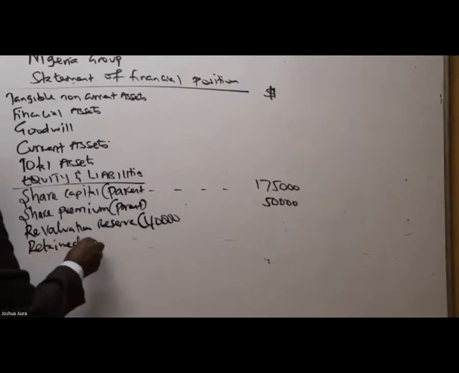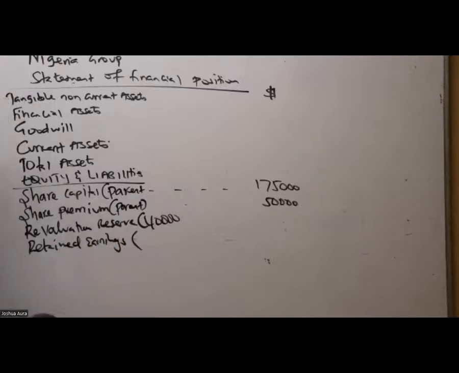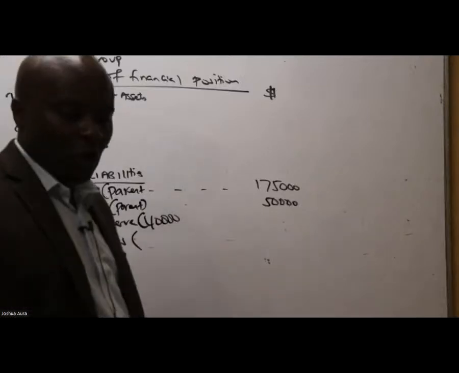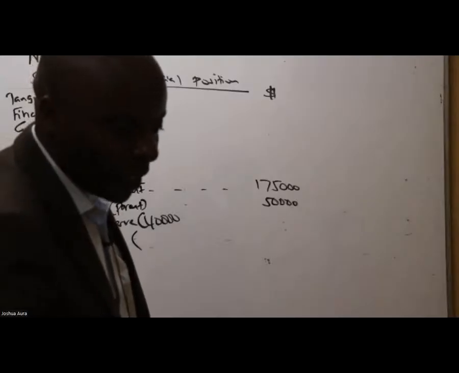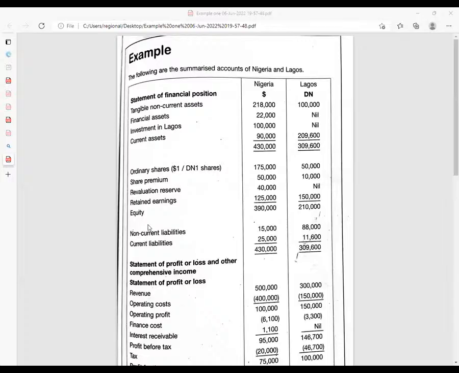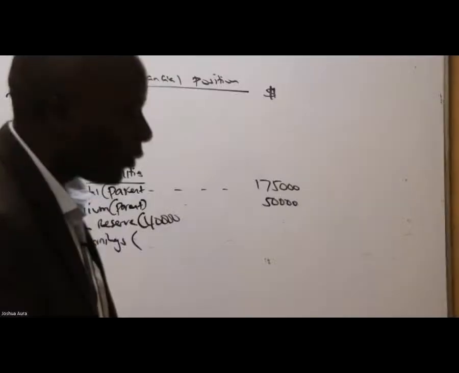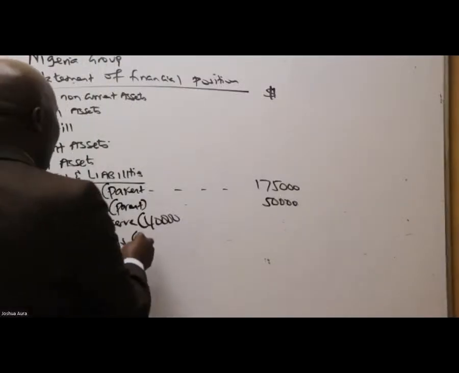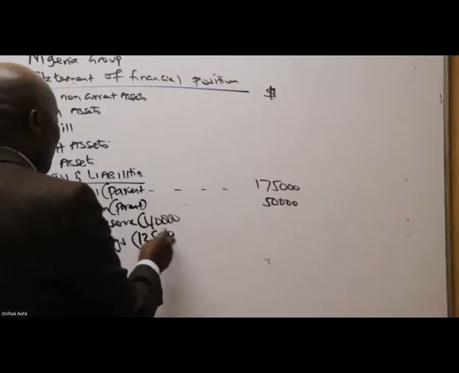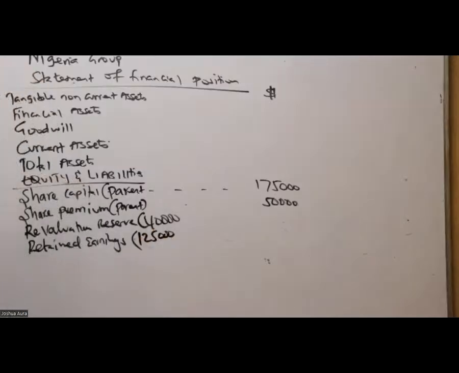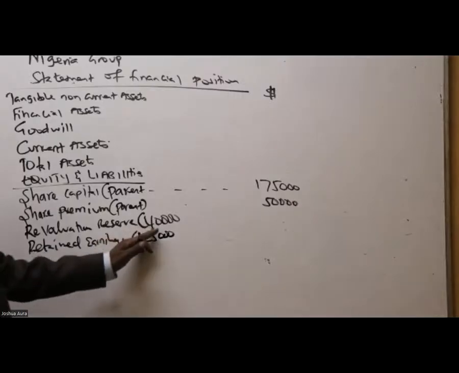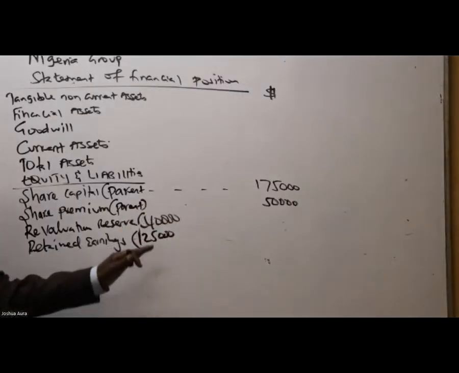Just like retained earnings may need some adjustments, you pick the one of the parent only, with room for making adjustments later on with any post acquisitions. So retained earnings, 125,000, like that. I'm putting them here because later on I'll be doing some adjustments.